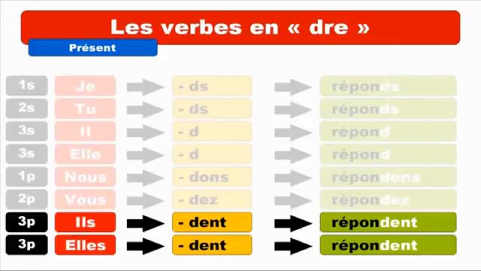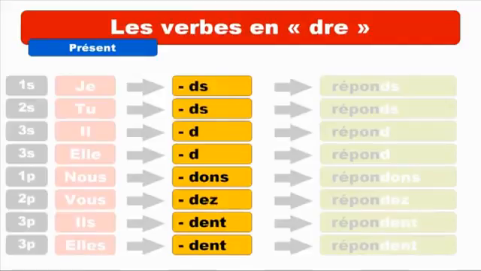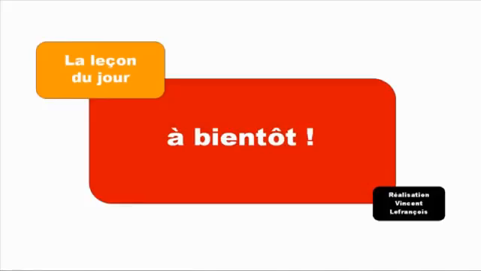one more time. Je réponds, tu réponds, il répond, elle répond, nous répondons, vous répondez, ils répondent, elles répondent. Okay, and so if we only focus on the endings, for je it's ds, for tu ds, il d, elle d, nous dons, vous dez, ils dent, elles dent.